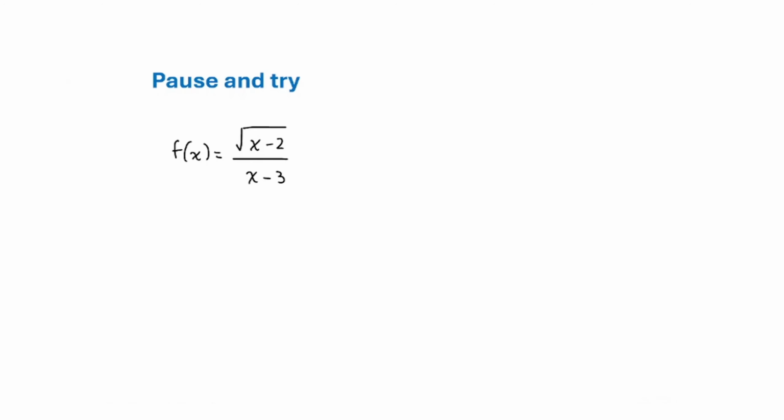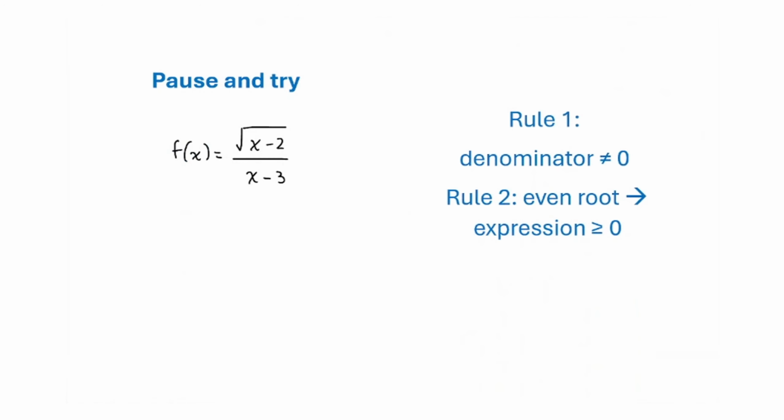Let's go through it together. We apply the two rules. The denominator must be different from 0, and the expression under the root must be greater than or equal to 0. So we get x minus 3 is not equal to 0 and x minus 2 is greater than or equal to 0. From the first condition, x is not equal to 3. From the second, x is greater than or equal to 2.